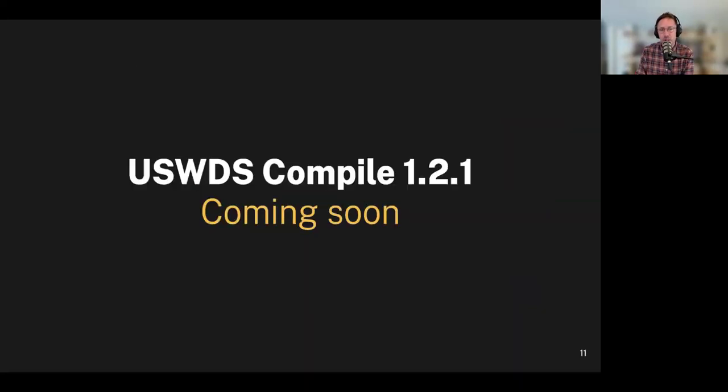Slide 11. We're working on a December release now, as well as a 1.2.1 release to USWDS compile that'll help silence some of the distracting deprecation warnings we've been seeing in our Sass compiles. We're also working to update our code to address those warnings, but it's a little bit complicated. So look for an update to compile coming soon.